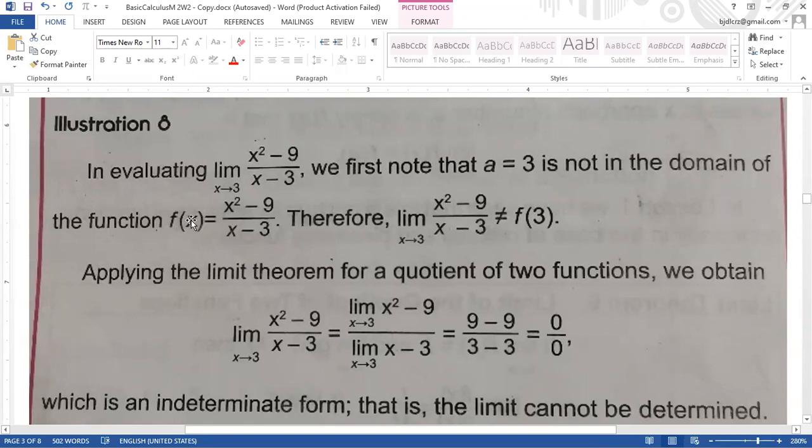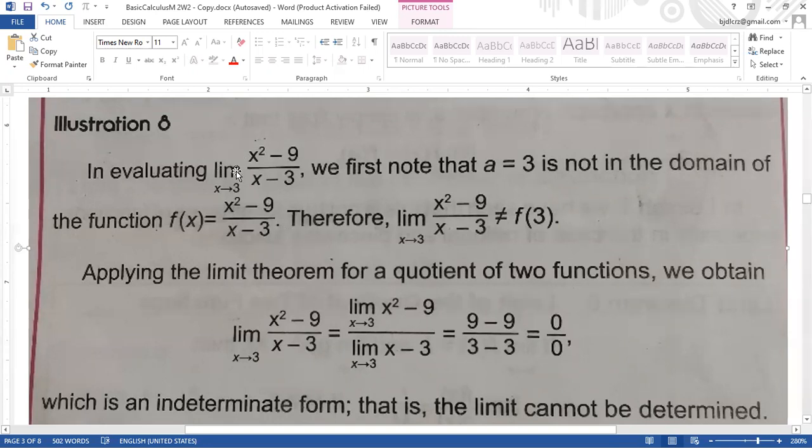So here, f of x. For f of 3, we substitute the value of 3 directly. So f of 3: 3 raised to the power of 2 is 9. 9 minus 9 is 0. And in the denominator, substitute the value of 3 for x, so 3 minus 3 is 0. So 0/0 is an indeterminate form.